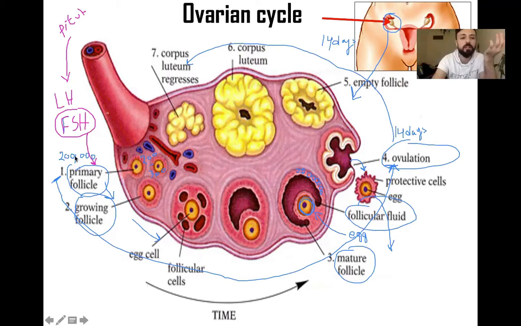Very good. So FSH will stimulate the growth of the follicles. As the follicles start increasing in size, they start releasing hormones. What hormone do you think is released by the follicle?